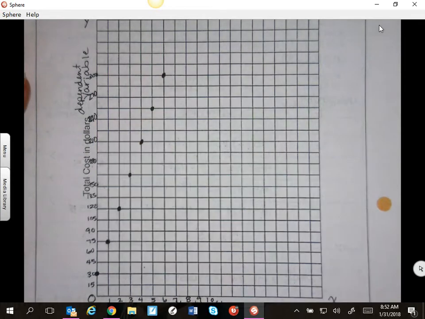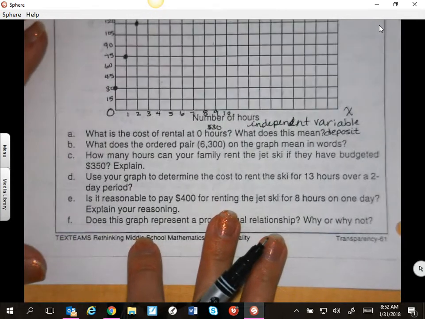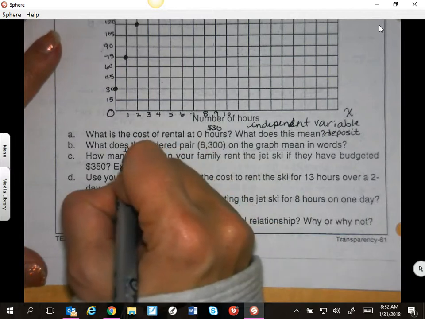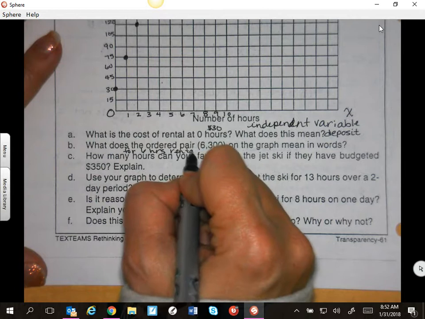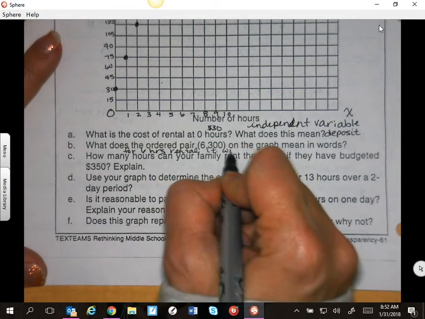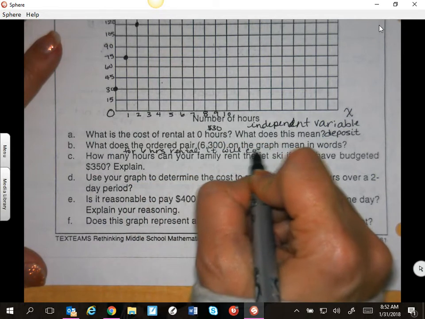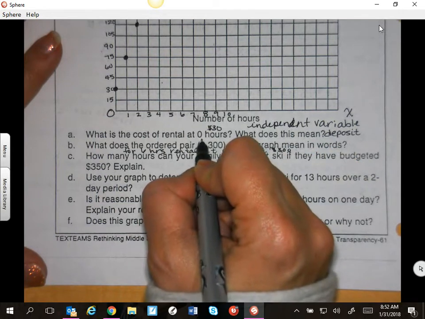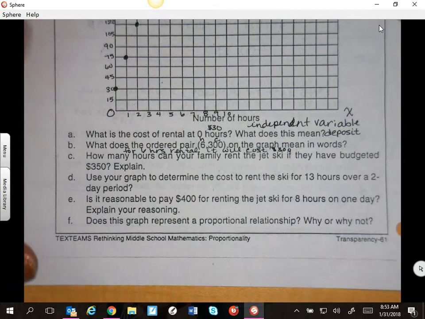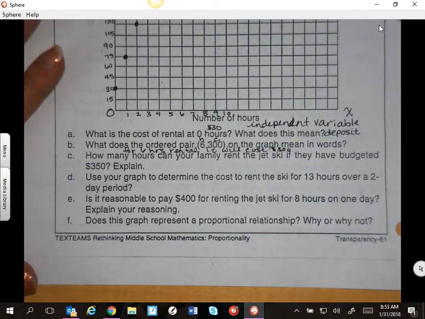What does that mean? Well, we know that for a 6-hour rental, it will cost $300, because remember the X is hours and the Y is cost. How many hours can your family rent the jet ski if they have $350?